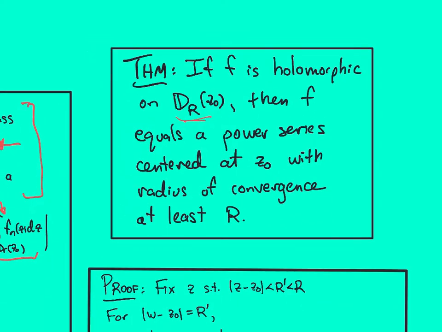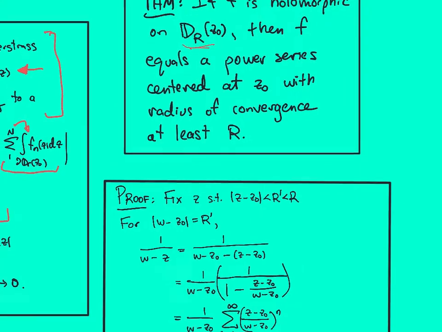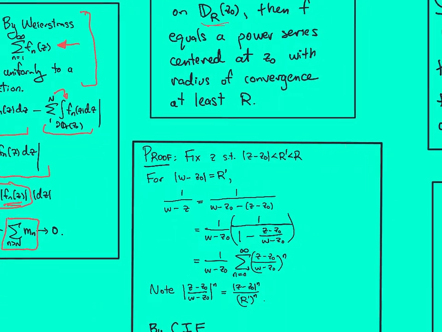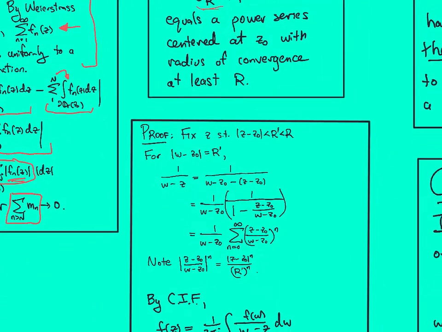So how does this go? We're going to basically try to look at the integrand in the Cauchy integral formula. So I'll fix a z with |z - z0| less than some r' less than r. I just need a little bit of wiggle room, and because I don't know what's happening exactly on the boundary of the disk of radius capital R, I move in a little bit.